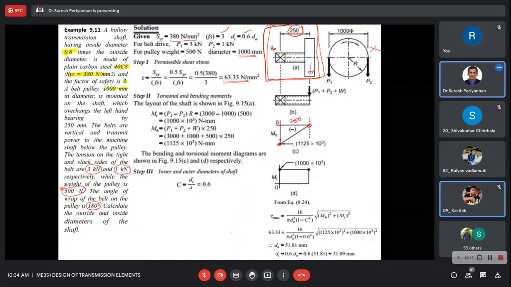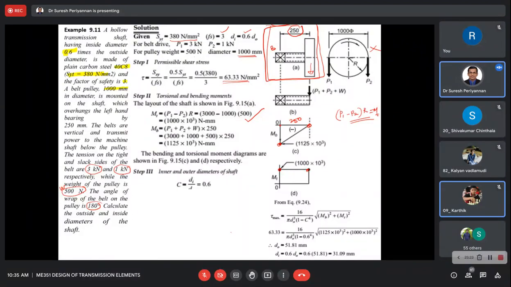Okay, now first we have to find out the torsional moment. The belt and pulley we already discussed in the earlier solid shaft problem. It is P1 minus P2 into the radius of the shaft, not the diameter of the shaft. From this relation we know MT. We know P1 and P2, and the problem gives 1000 mm, so we are able to find MT. MT is constant at the bearing as well as where the pulley is located.